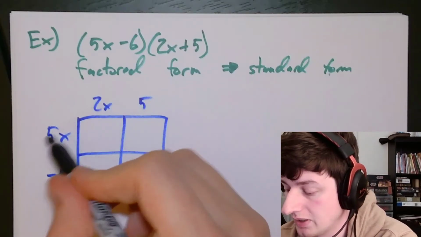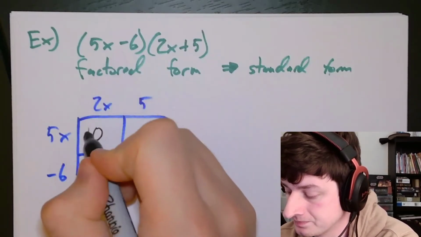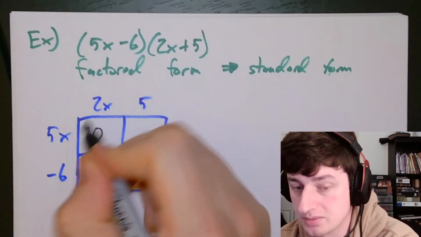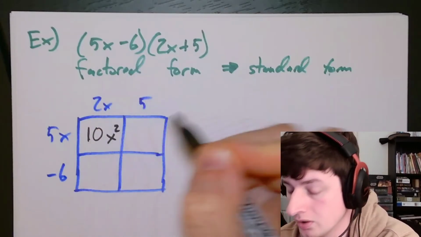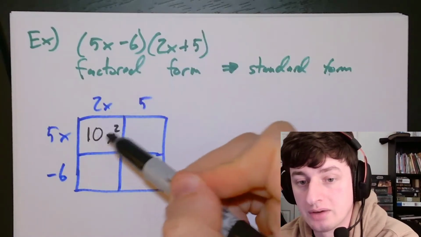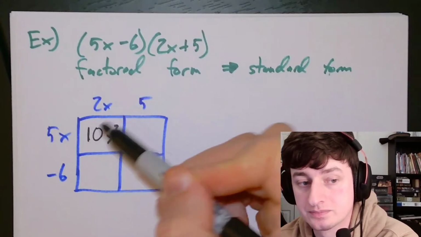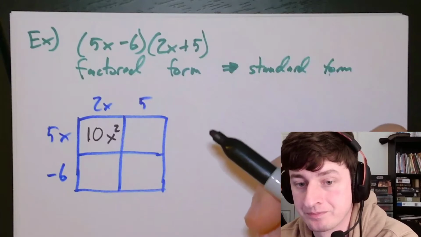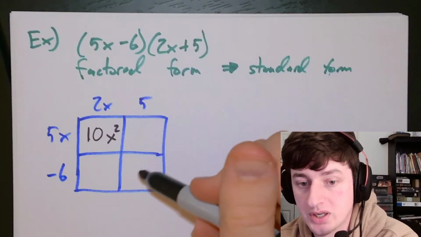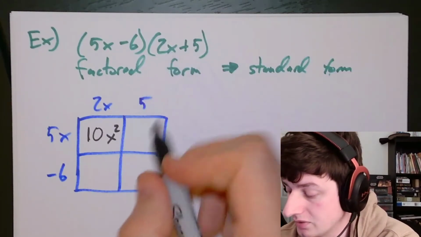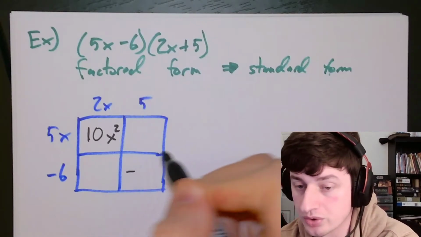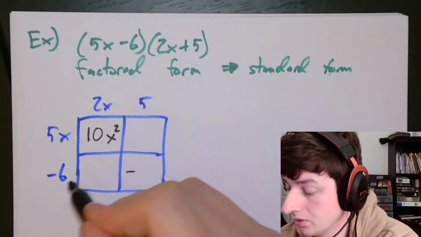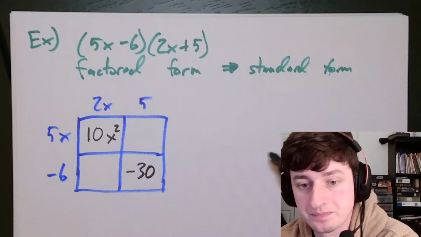So 2 times 5 gives us 10, and then x times x gives us x squared. For quadratics, you're always going to have an x squared in this box, right? Because it's going to be x times x. And then you're always going to have negative 6 times 5. It doesn't matter what order you fill the boxes in for a constant.